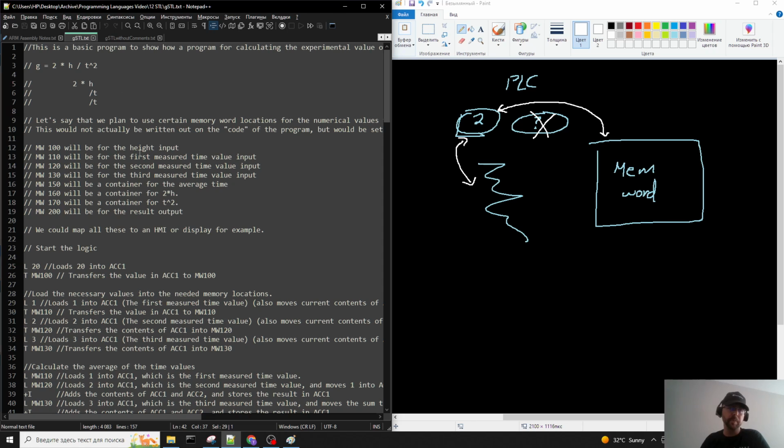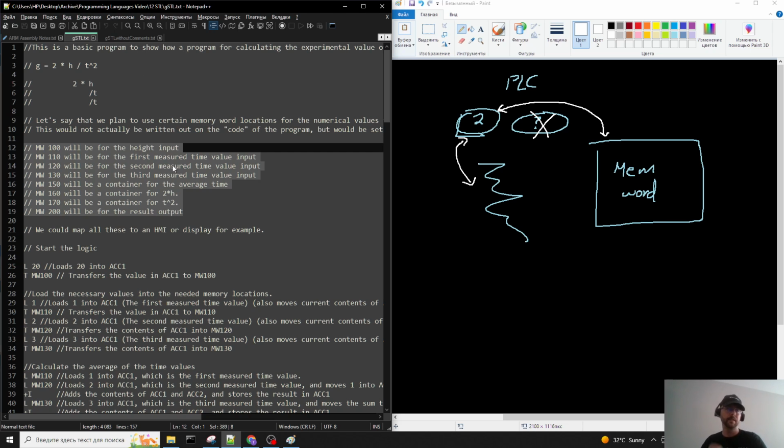These kind of have to be pre-planned, and I have a chart here for what each of the memory words is. 100 is the height, 110 is the first time value, 120 is the second time value, 130 is the third time value, 150 is going to be a container that I'm going to use for the average time, 160 is going to be the container I use for 2 times h, 170 is the container I use for the average time squared, and then 200 will be the container where I put the output, the result.